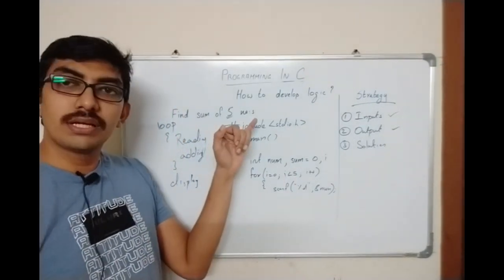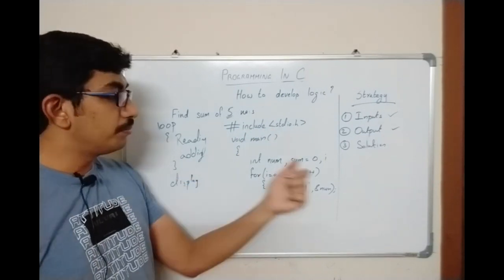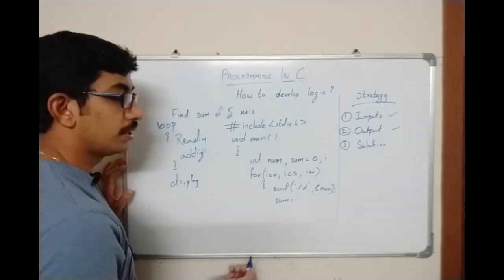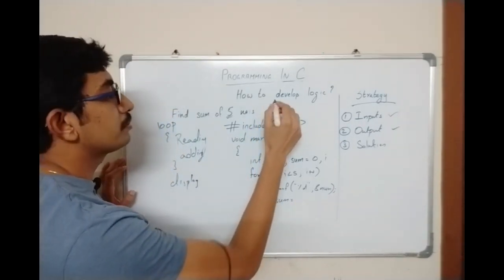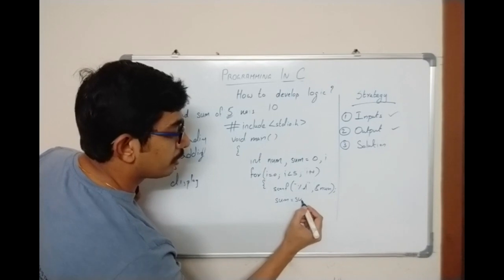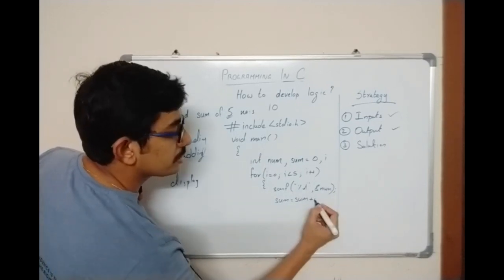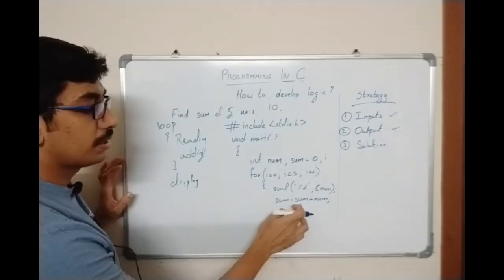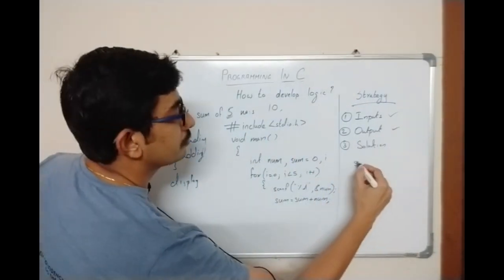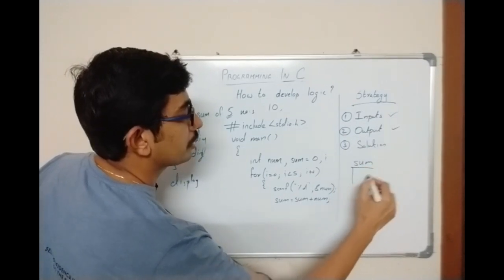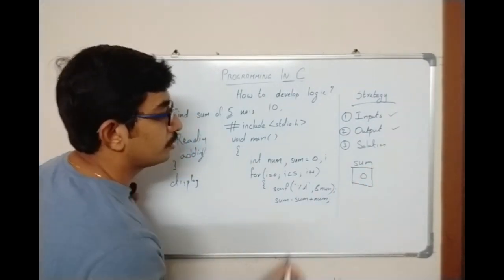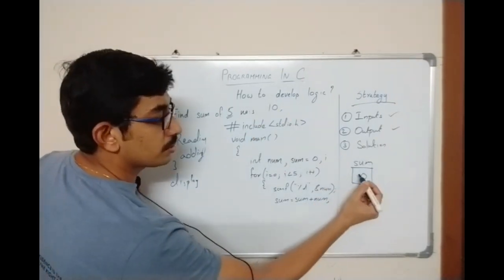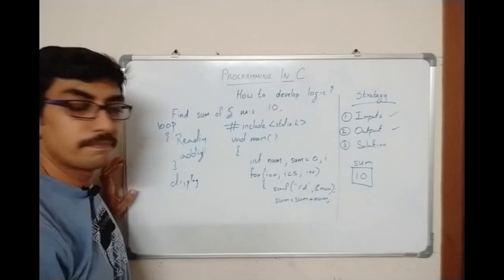When the first number is read, I am going to add it with the number in my mind. Initially in your mind you are having 0, that is added with the first number, which is 10. So sum is equal to sum plus num. Once 10 is read, in sum, this is the variable, initially you were having 0. Once 10 is read, that is added with the value in sum. So 0 plus 10, you get 10. Okay.